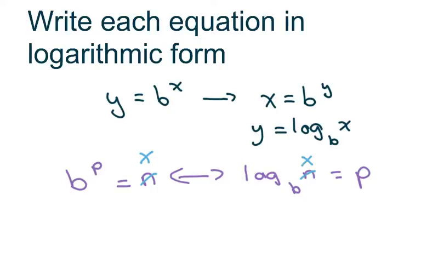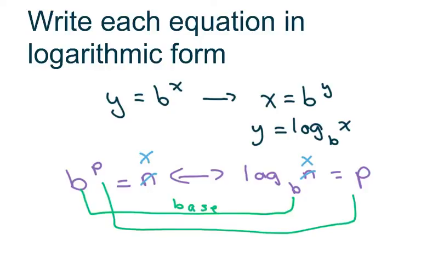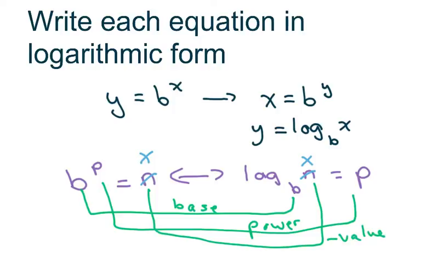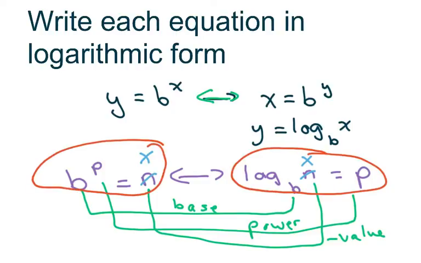So basically, this is your base. This would be your power. And then your x or your n is your value. And the more you do of these, the easier it gets. You want to know how to go back and forth on these, especially this one right here, because we're not used to looking at this. We're used to looking at it as the base to the power. So we want to know how to rewrite these.